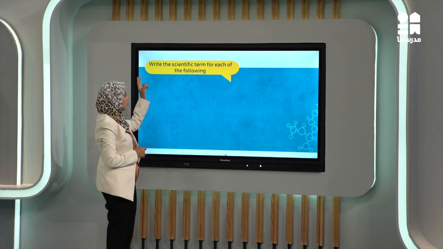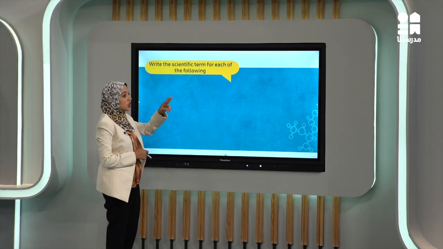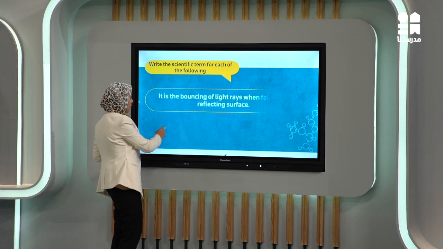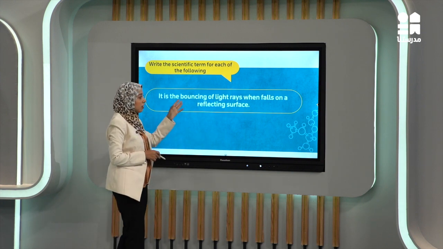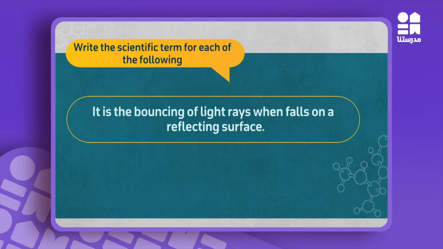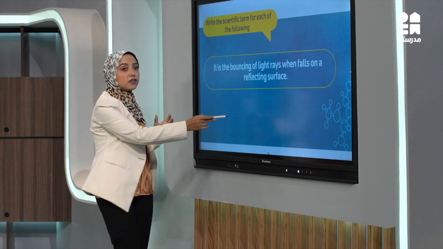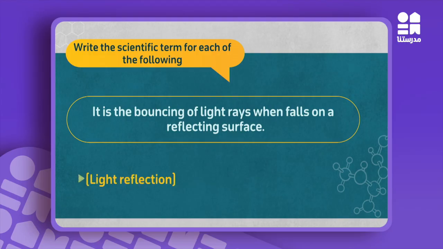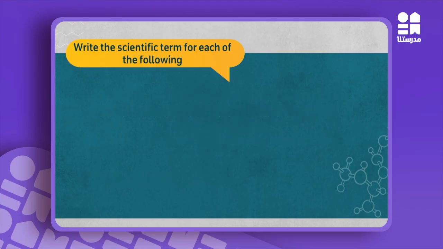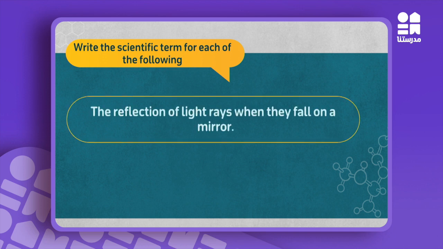Okay, now write the scientific term for each of the following. It's the bouncing of light rays when falls on a reflecting surface. Bouncing يعني ايه؟ يعني returning back. ايه اللي كان بيحصل returning back؟ كان في ايه؟ كان في light reflection. Okay. Also write scientific term. The reflection of light rays when they fall on a mirror. Reflection. وmirror يبقى على طول regular reflection.